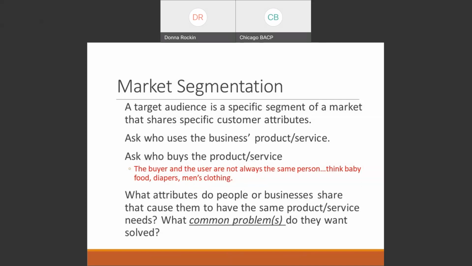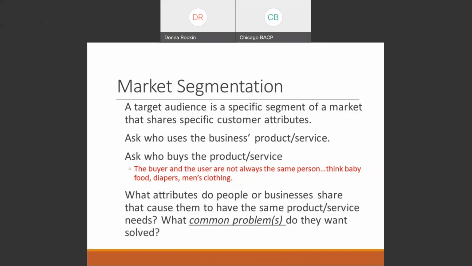Also, who uses the product or service? Because sometimes the user and the buyer is not the same person. And that we just said with toilet paper, but also think baby food, diapers, men's clothing. Babies are the ones using the baby food and the diapers, but they're not going to Jewel or Mariano's and buying it. No, mom is. Even men's clothing, they've done research, more women buy men's clothing than men do, because a lot of men don't like to shop and their wife or girlfriend doesn't want to be embarrassed, or their sister even, so more women buy men's clothing than men do.